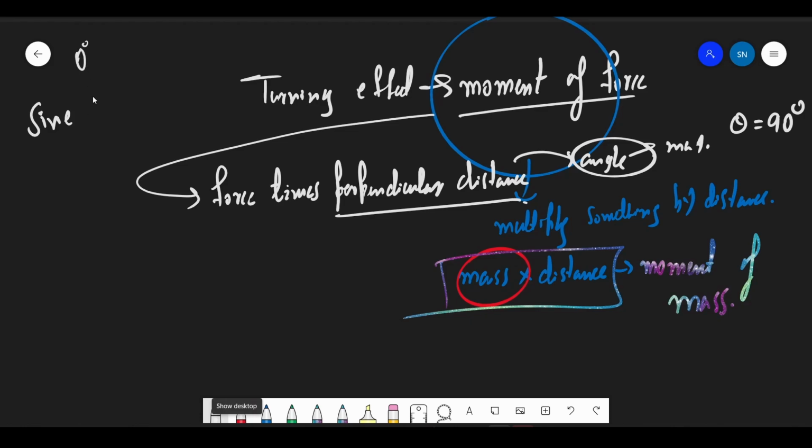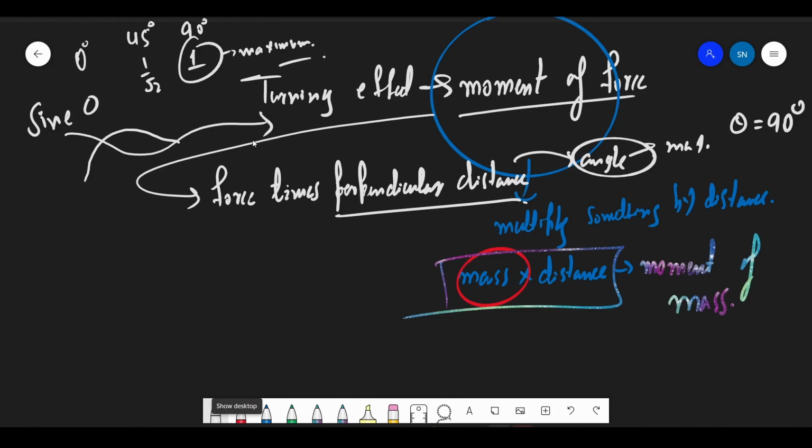Sine of 0 is what? Sine of 0 is 0. Sine of 45 is 1 over root 2. Sine of 90 is 1. So it's an increasing function, right? At 90 degrees, it has the maximum value. We can say that turning effect has something to do with sine. And in your grade 11, you'll see that that is exactly the case. Just as we saw that the resultant of two vectors has a relationship with cosine of theta, the same is the case with sine. I'll not go there right now.